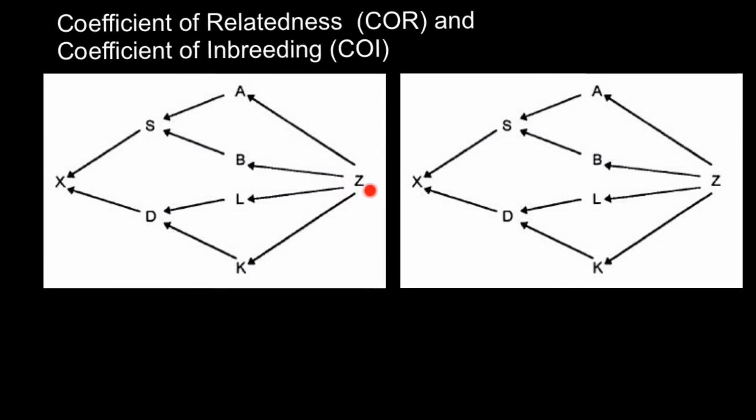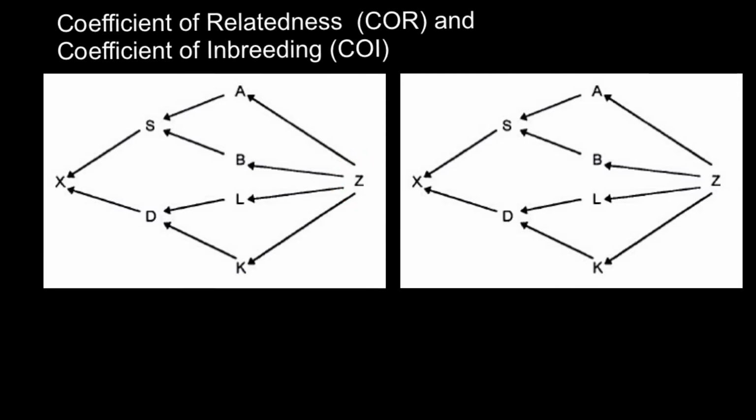So we see the parental generation here. This would be children. This would be grandchildren, and this is going to be grandchildren. And now let's find what is the coefficient of relatedness. As you know, we get 50% of our genes from our mother side and 50% from our father side.